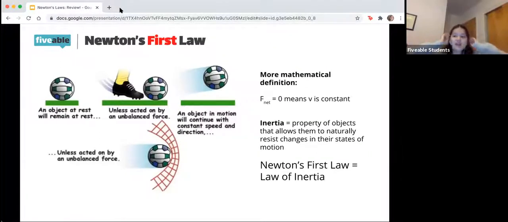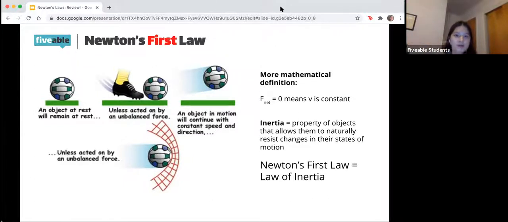So first law, Newton's first law. I would say this law is probably the most well-known. Actually, no, probably the second law is a little more well-known. It's just an equation, but this one's pretty fun. I found a really fun graphic for this one. Basically, it states an object at rest will remain at rest unless acted upon by an unbalanced force. An object in motion will continue with that constant speed and direction. It'll stay uniform unless it's acted upon by an unbalanced force. So it's all about that unbalanced force.